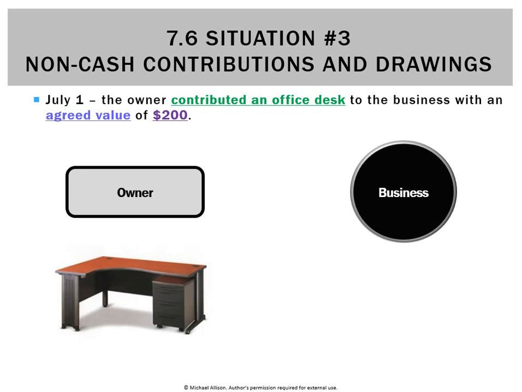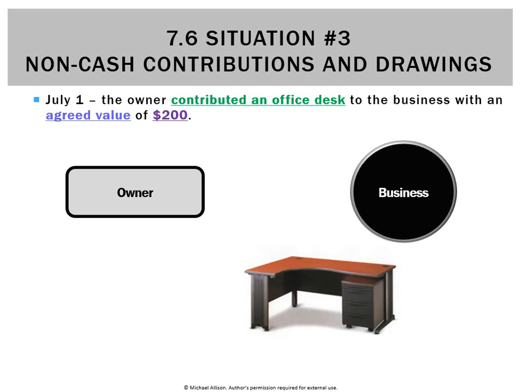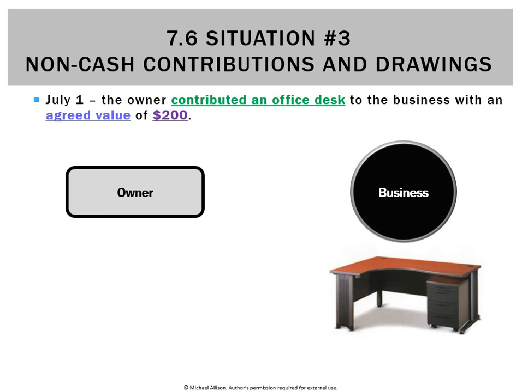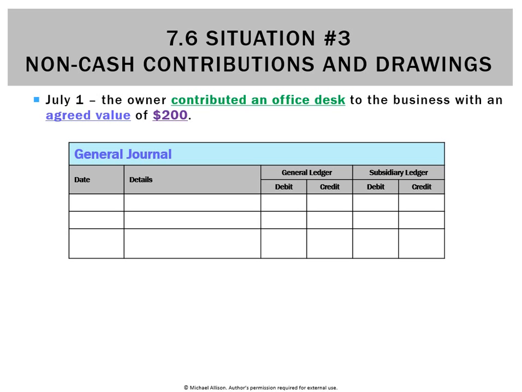So let's take an example. On July the 1st, the owner contributed an office desk to the business with an agreed value of $200. We learned about the concept of agreed value in a previous video. So what we've got is a general journal entry on the 1st of July. We're going to have office furniture, which is an asset, go up, which is a debit, and that's going to increase capital. So capital goes up and capital increases on the credit side.